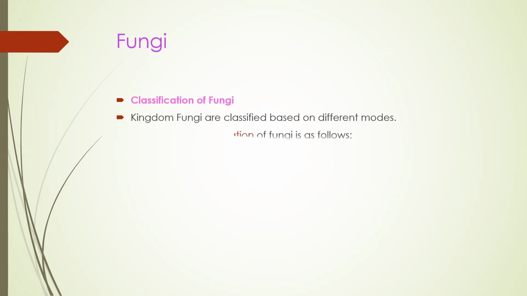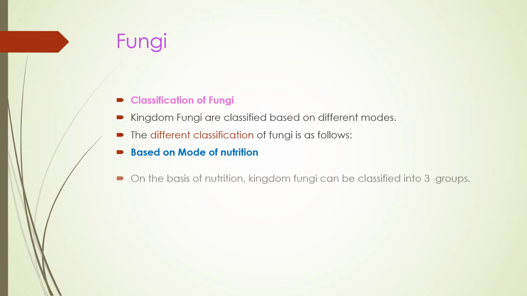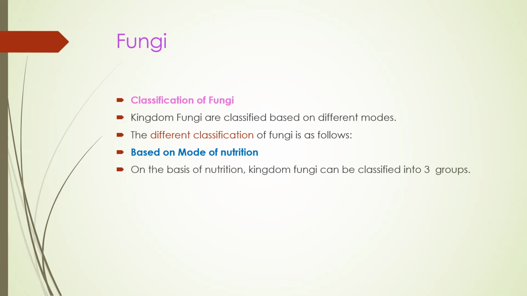Next, classification of fungi. Kingdom fungi are classified based on different modes. The different classification of fungi is as follows. First one is based on mode of nutrition. On the basis of nutrition, kingdom fungi can be classified into three groups. These three groups are very important. First one is saprophytic, next one parasitic, third one symbiotic.